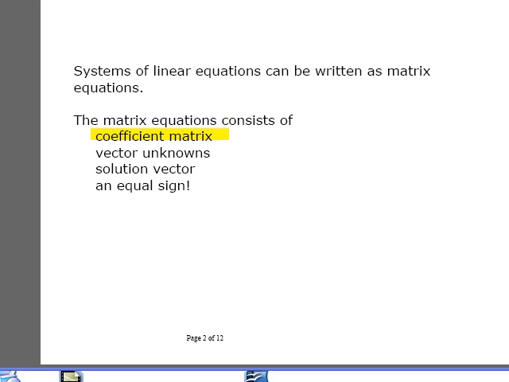The coefficient matrix, the vector of unknowns, I kind of like that term, and the solution vector. It will also have an equal sign in it because it's an equation.